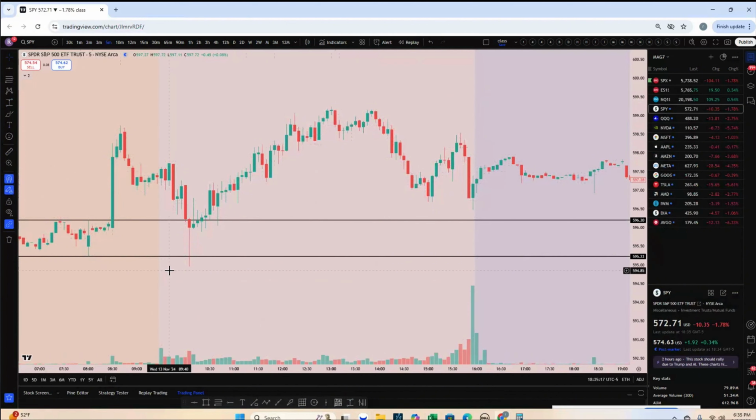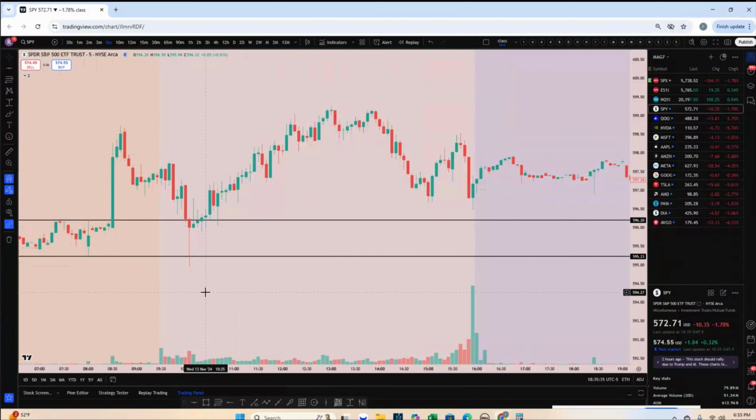Same with the other side: if we fall below, a 5 minute candle below, you take puts. Take calls above, puts below. It's very, very simple. It is not hard. I don't care what the candle color is. I don't care if it's a long wick or short wick. All I care about is the high and the low of the candle.